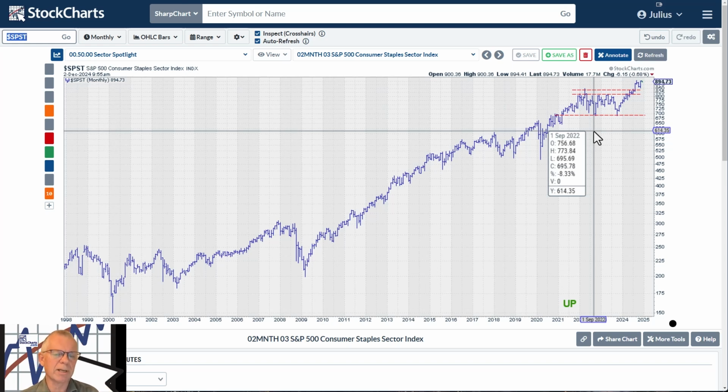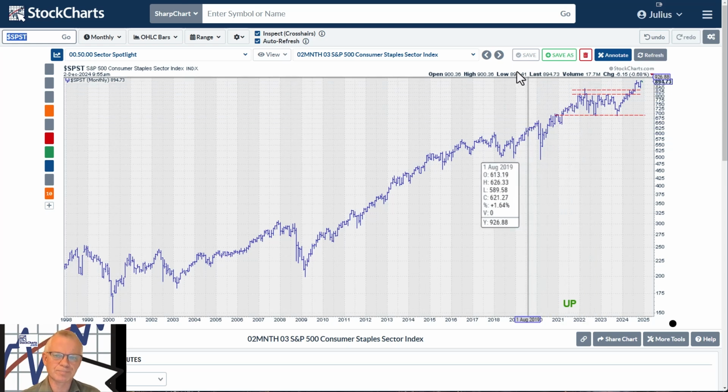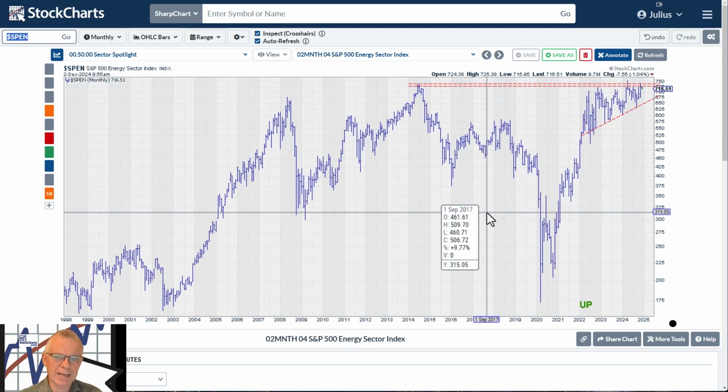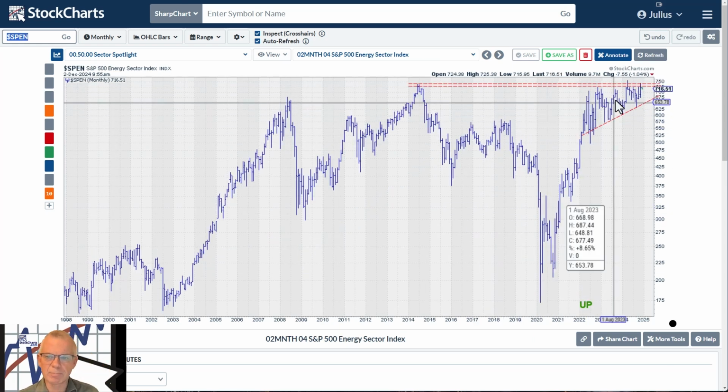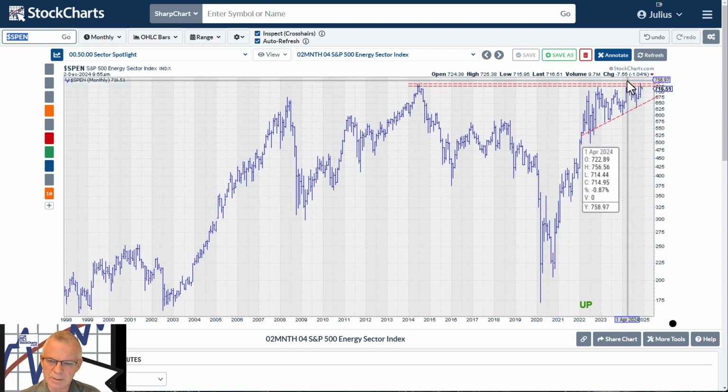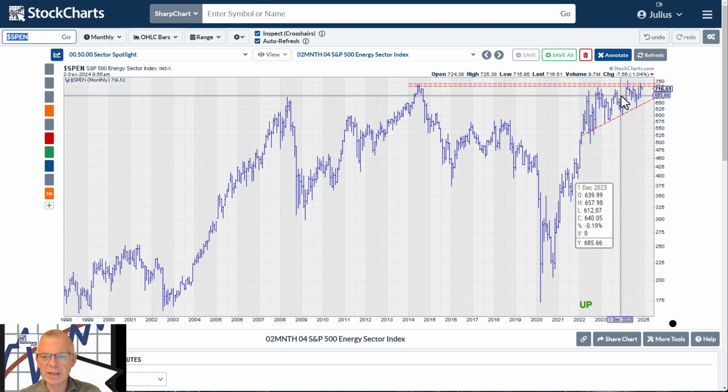This is just looking at price trends, and at the end of the cycle, when we looked at all 11 sectors and the S&P, hopefully we get an idea of the overall trend in the market based on these longer term monthly charts. Here is the energy sector. Again, it broke to new highs, started this year, but it then fell back.